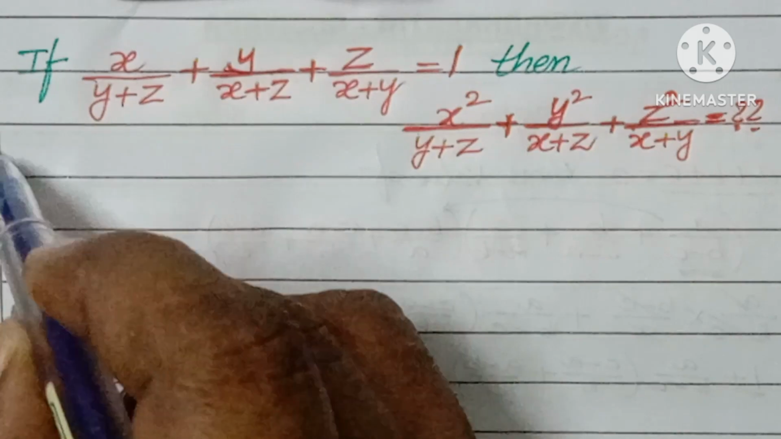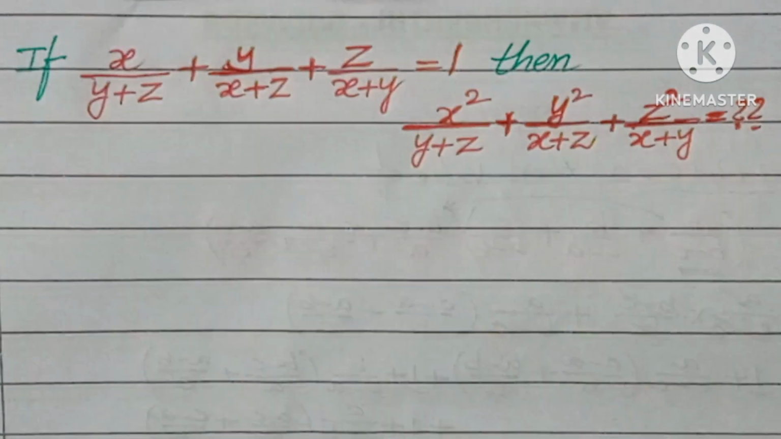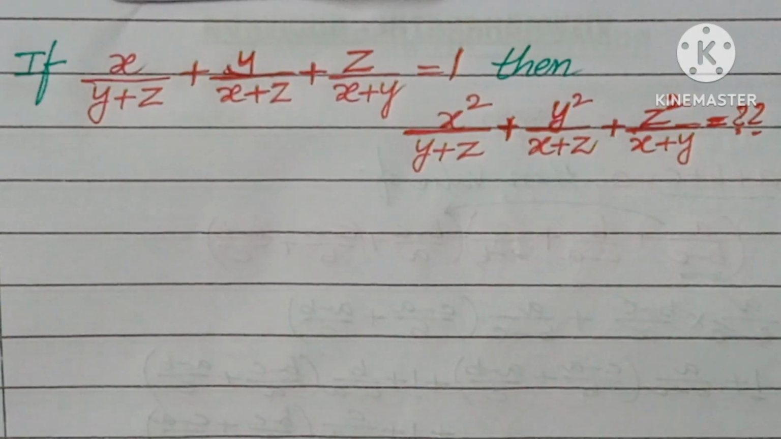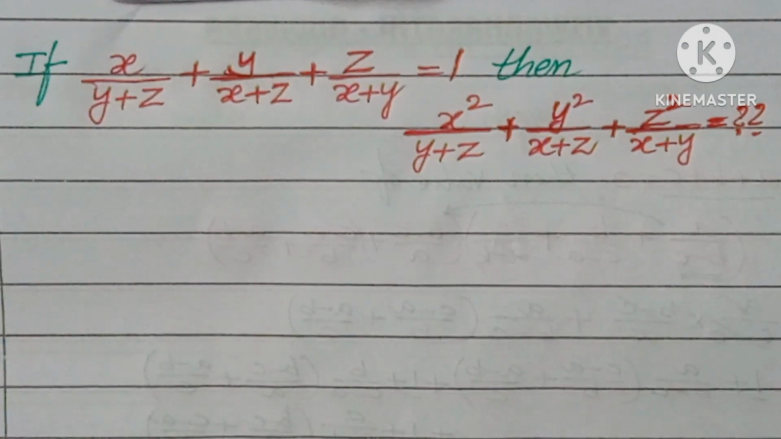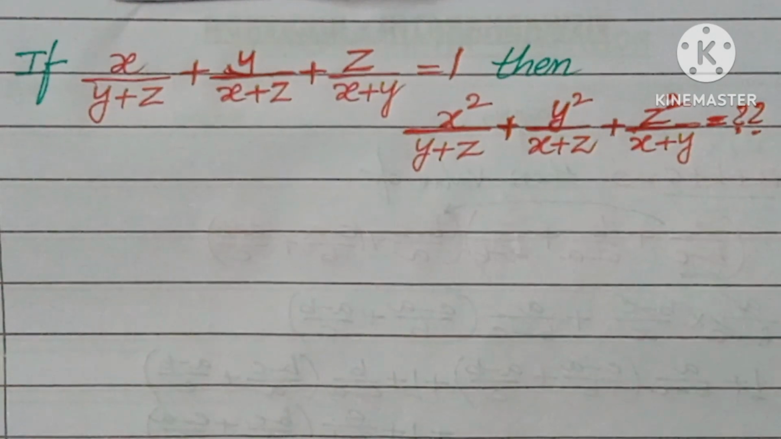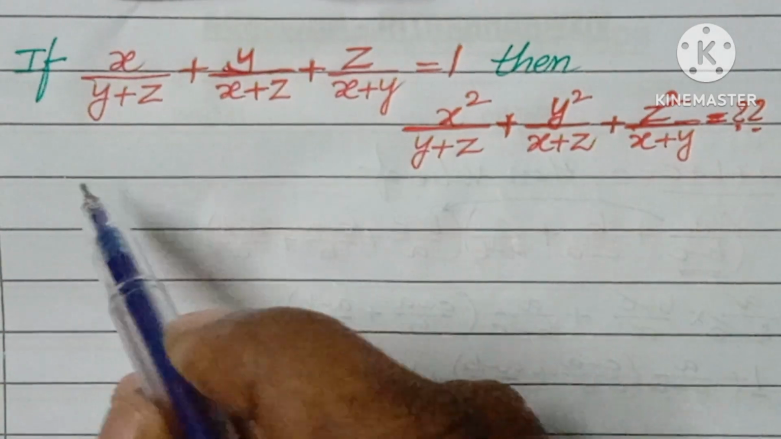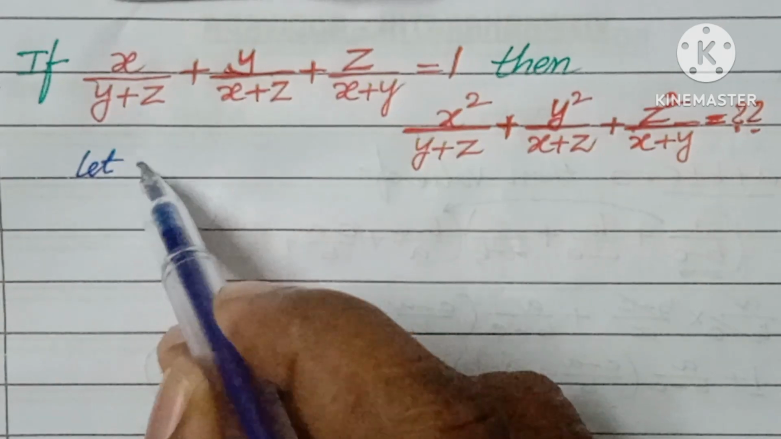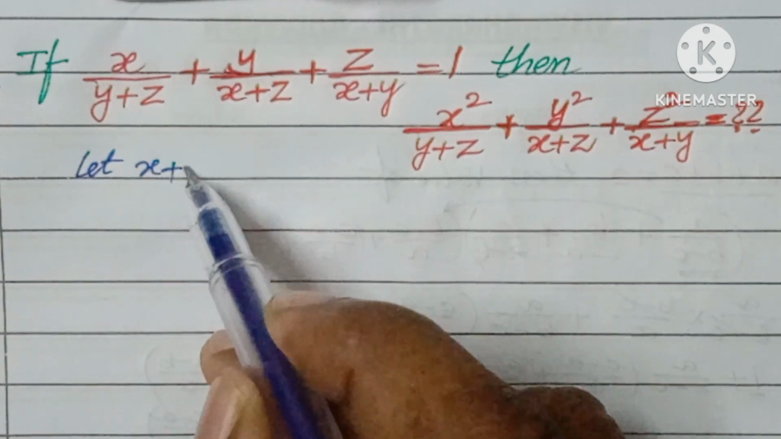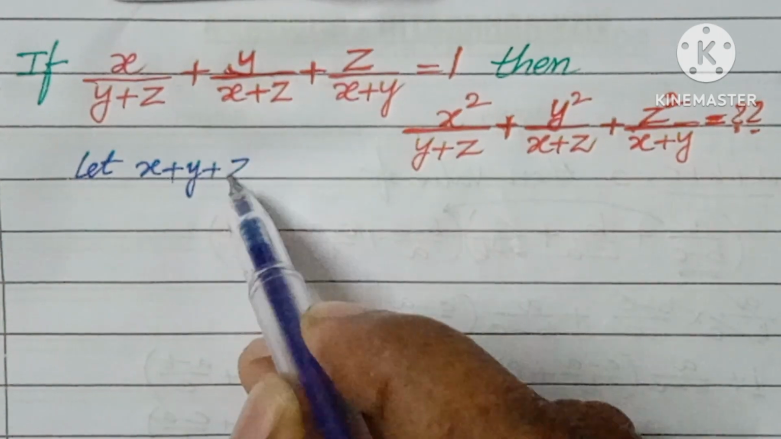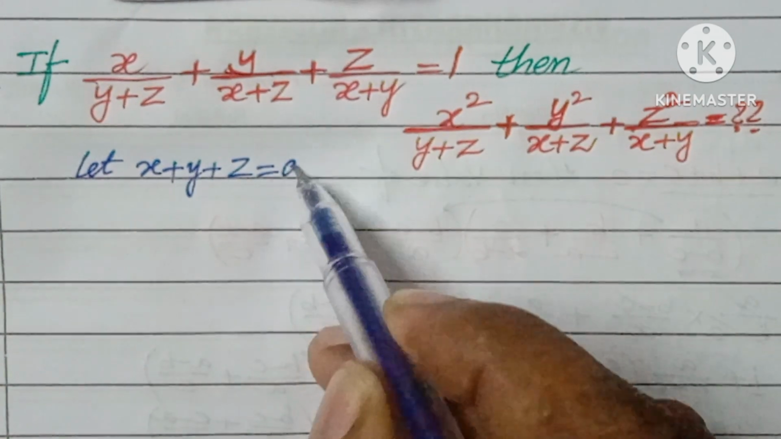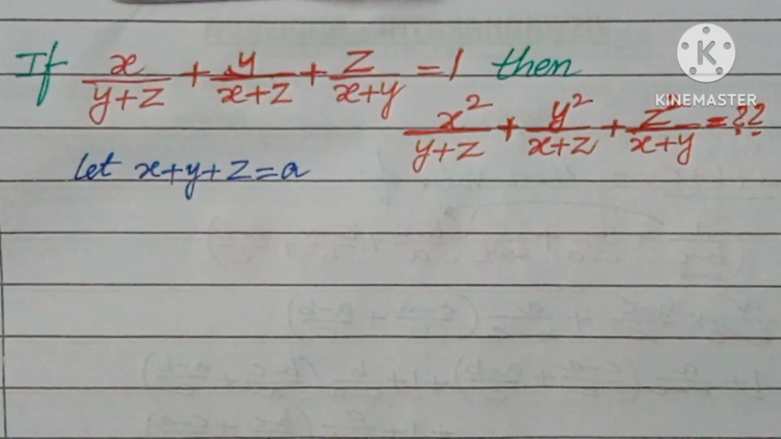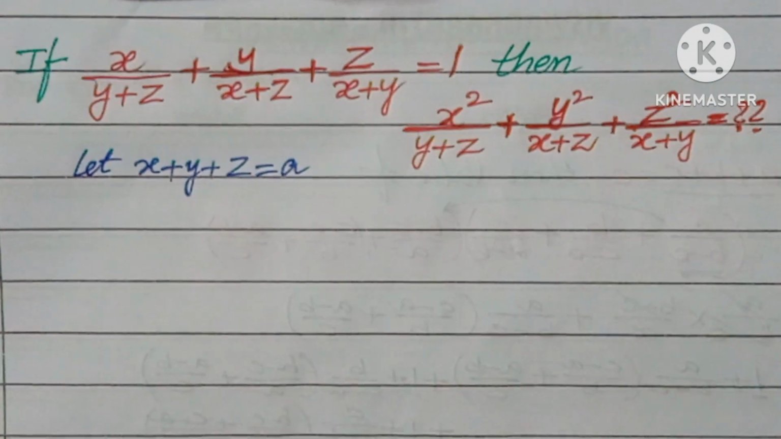So here, how to solve this problem? There are many ways to solve this problem. So here we are doing it in a critical and logical way. Here what are given are x, y and z. So let us take x plus y plus z is equal to a.